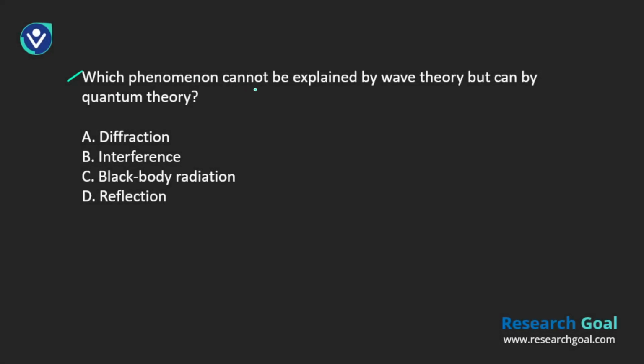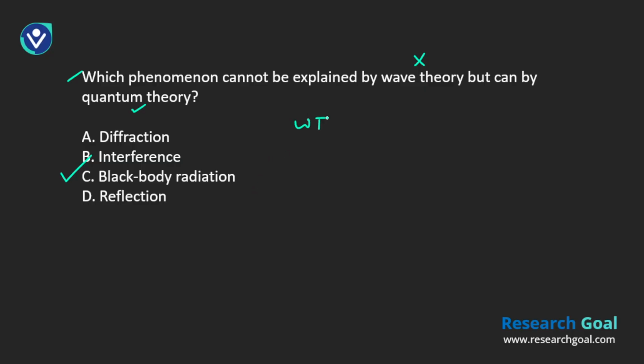Which phenomenon cannot be explained by wave theory, but can be explained by quantum theory? Option A, diffraction. Option B, interference. Option C, black body radiation. Option D, reflection. Take your time, and then I'll give you the correct option, and then we'll discuss. The correct option in this case is option C, black body radiation.